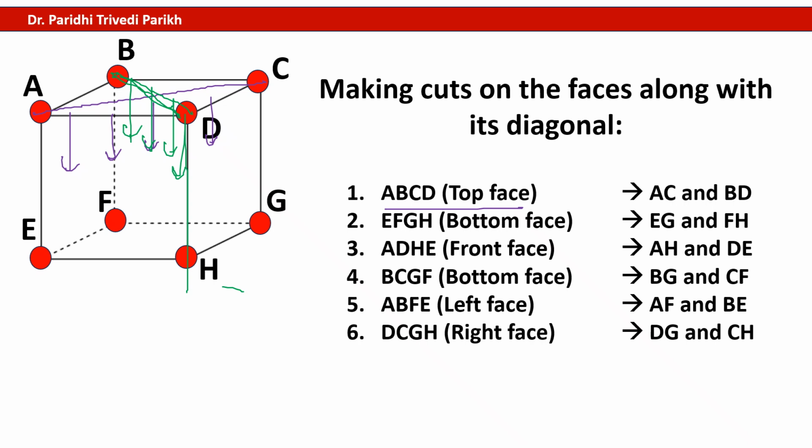That way I can make diagonal cuts on each face, and they are namely AC, BD for ABCD; EG, FH for EFGH; AH and DE for ADHE; BG, CF for BGCF; AF and BE for ABFE; and DG and CH for DCGH. Everything is written on the screen. You can pause the video here and give it a good thought.